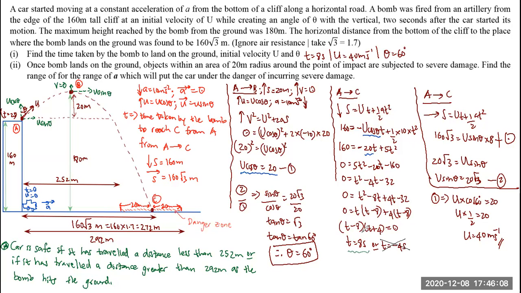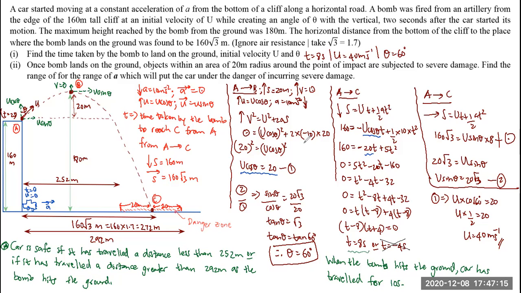Okay, so that's the condition. And one more thing, the time taken by the bomb to hit the ground is 8 seconds. We know that. So when the bomb hits the ground, the car has traveled for how many seconds? For 10 seconds, because the car started 2 seconds before the bomb was fired. So if the bomb takes 8 seconds for its full motion, the car was moving during those 8 seconds, and it was also already moving 2 seconds before. So overall, the car has moved for a total time of 10 seconds. I hope that part is clear to you. Okay, so let's continue and finish this off.